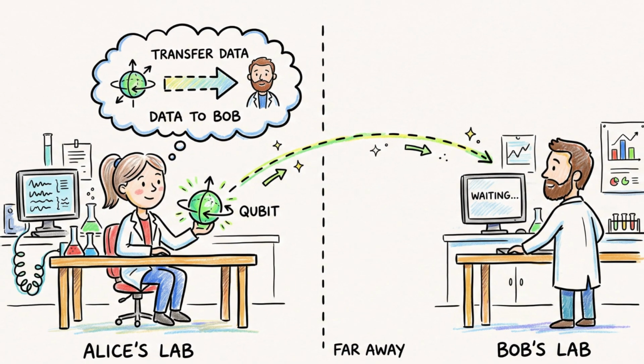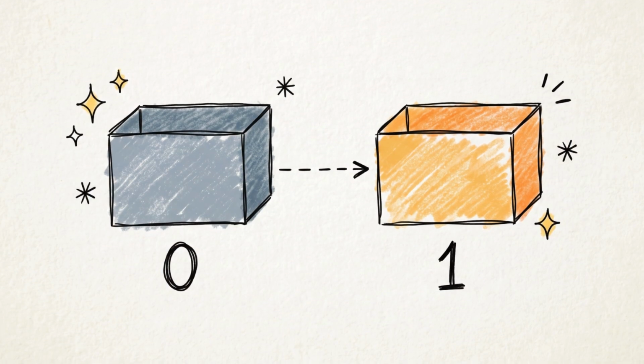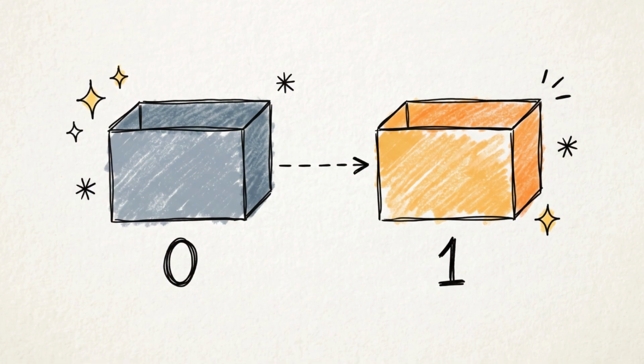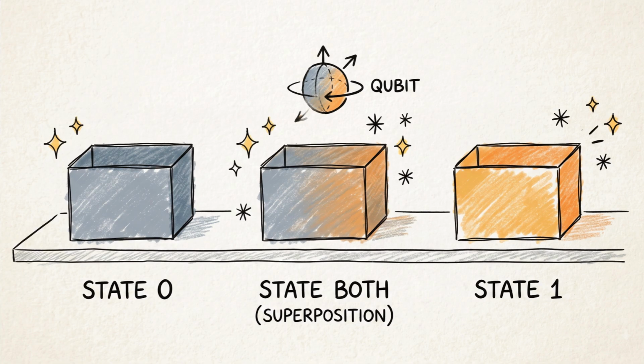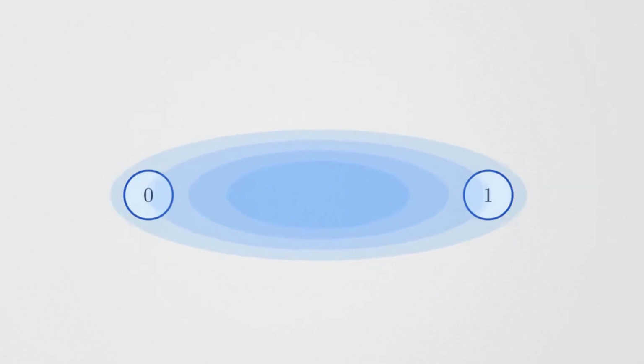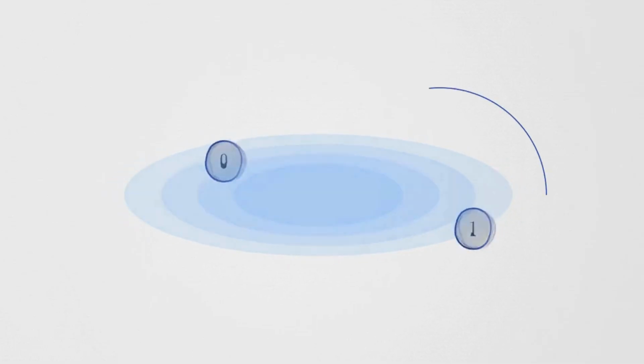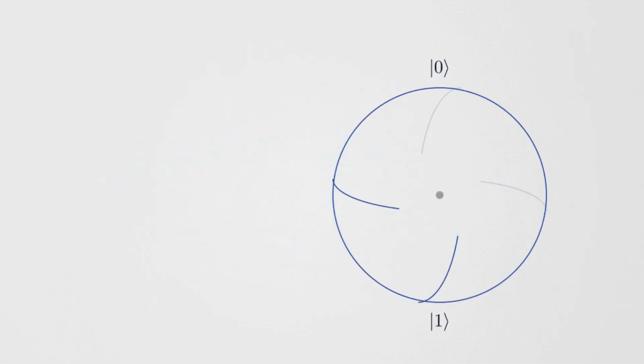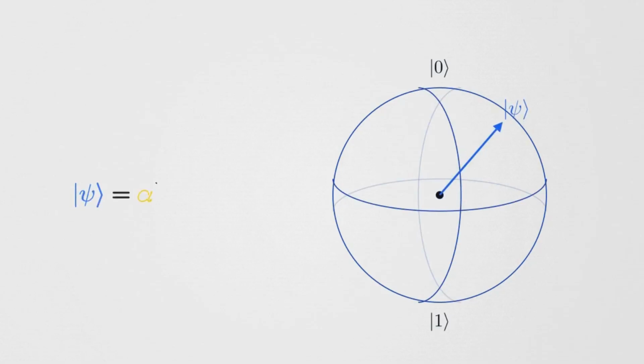Alice has a delicate quantum particle that she needs to deliver to Bob. A classical bit stays fixed at 0 or 1. This qubit instead occupies a superposition, representing a specific unstable probability of being both. If we map this state on a sphere, we see a specific mathematical identity defined by the variables alpha and beta. This precise coordinate is what Alice needs to transmit.